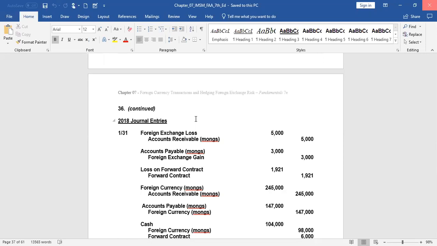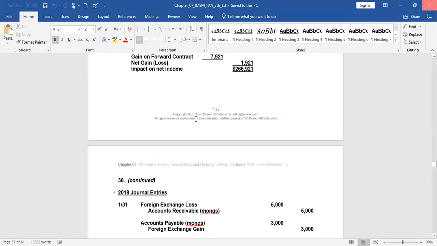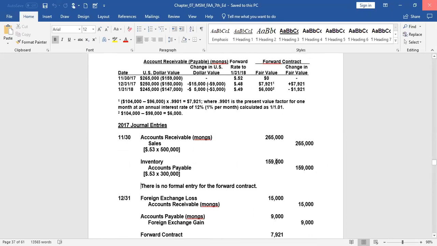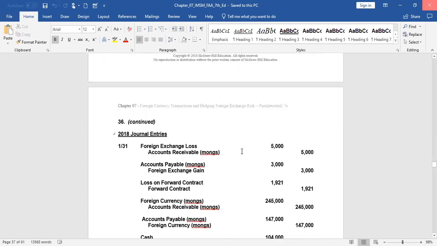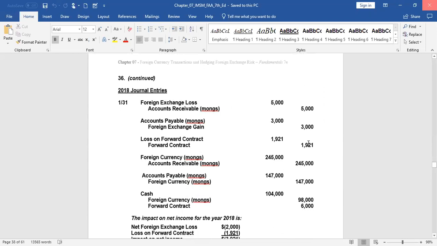And we could do the same thing with accounts payable. Grab a T account, make a T account. We credited accounts payable for $159,000 back on November 30th because that's the spot rate at the time. We debited it at December 31st because the rates changed and there was a gain. And then we debited it again for $3,000. So it's actually gone down $12,000. And as of January 31st, we're only required to pay $147,000 according to actual spot rates.